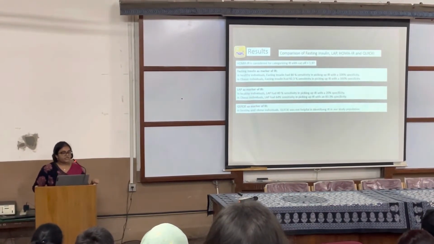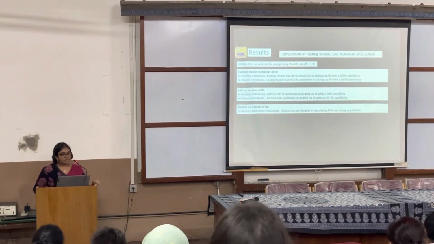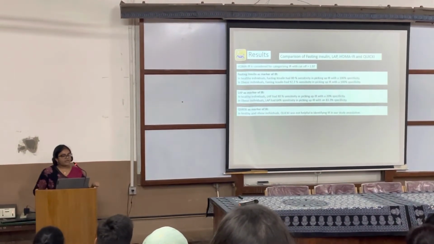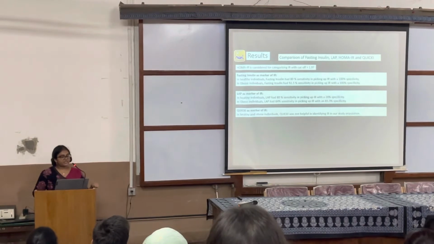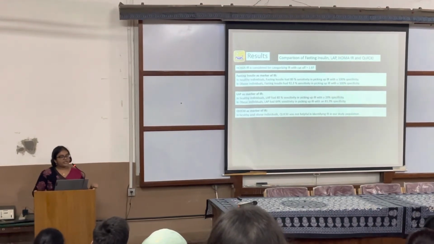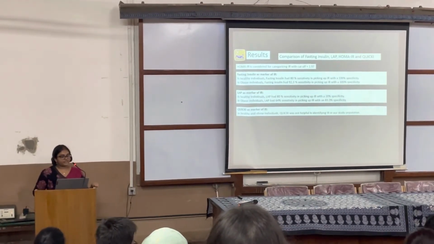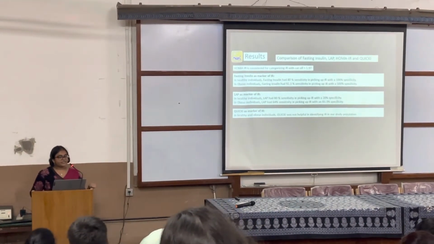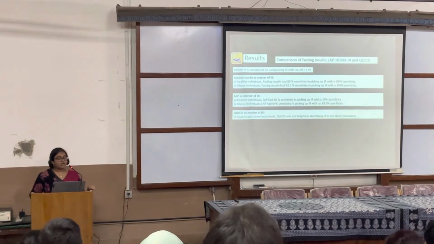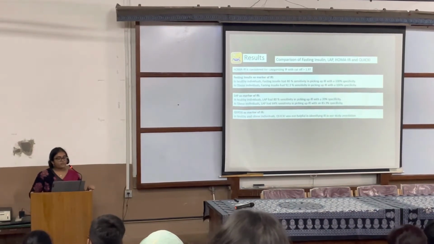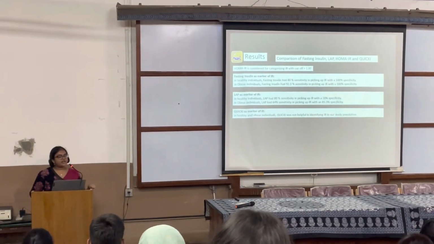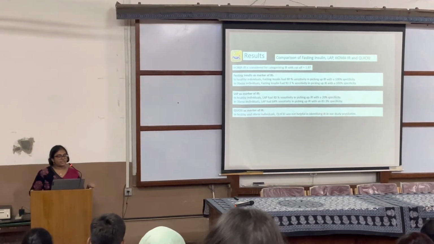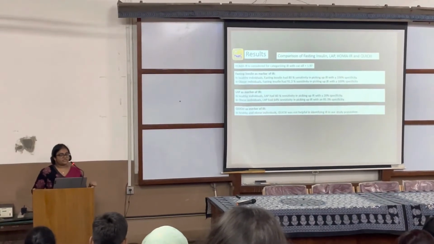Comparison of fasting insulin, LAP, HOMA-IR, and QUICKI. HOMA-IR is considered for categorizing IR with a cutoff greater than 1.97. Fasting insulin as a marker of insulin resistance. In healthy individuals, fasting insulin had an 80% sensitivity in picking up IR with 100% specificity. In obese individuals, fasting insulin had a 92.3% sensitivity in picking up IR with 100% specificity.